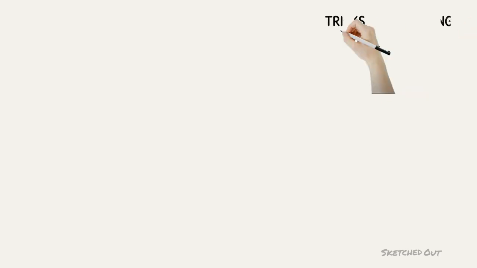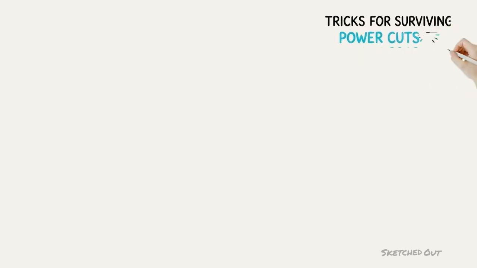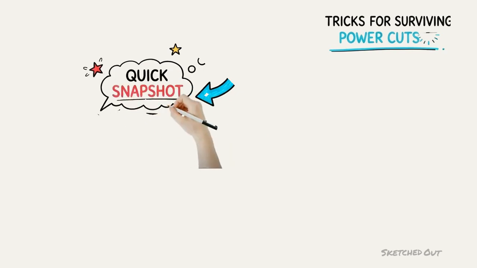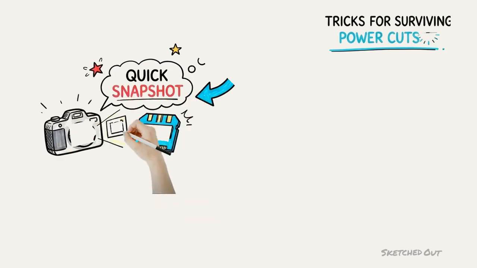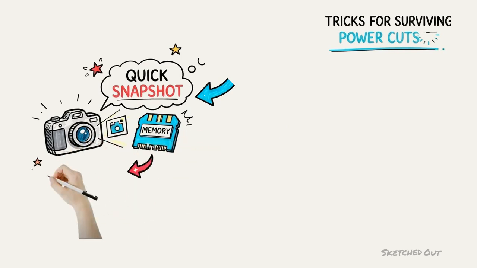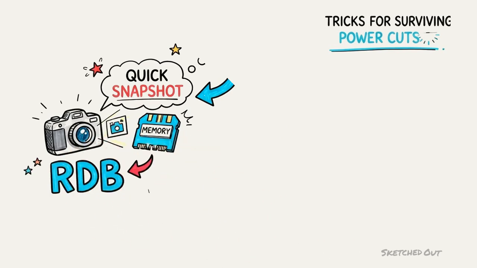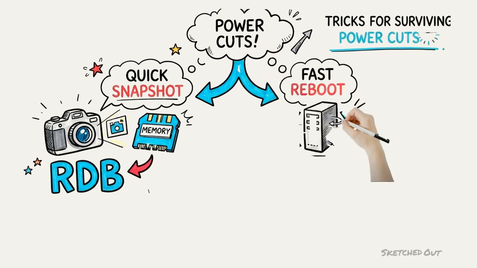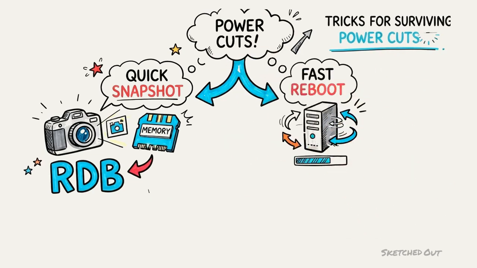Redis has two completely different tricks for surviving a power cut, and they mirror two ways you might preserve your own memories. Trick 1 is the photo album. At regular moments, Redis takes a snapshot of everything in memory and writes it to disk as a single compact file. This is called RDB. Crash, reboot, and Redis loads the latest photo, and the whole dataset reappears fast.